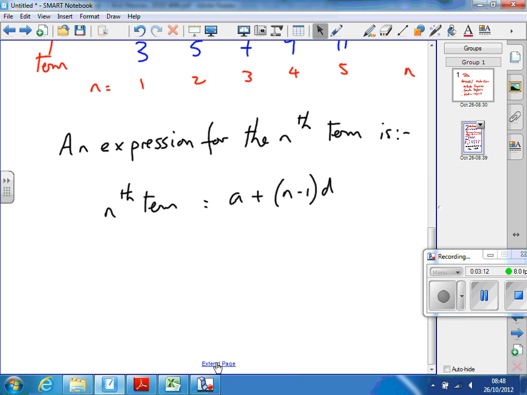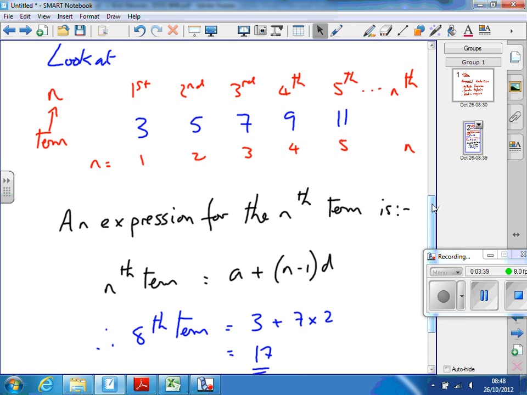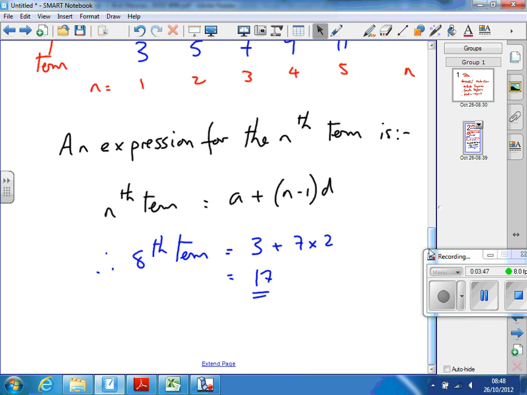So therefore the 8th term in this sequence, or this progression, would be 3 plus n minus 1, which is 7, times 2. 7 2s are 14, plus 3, 17. So we should find, if we were to continue on with this sequence and get to the 8th term, that would be 17. So if we want to know any particular term, we can work it out.